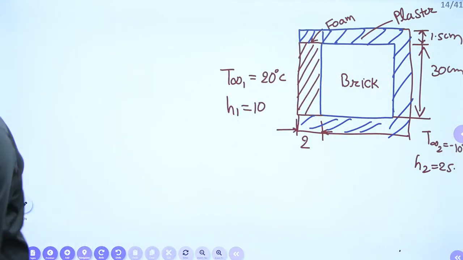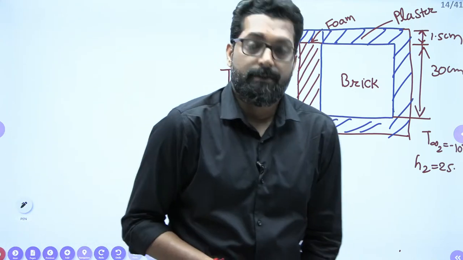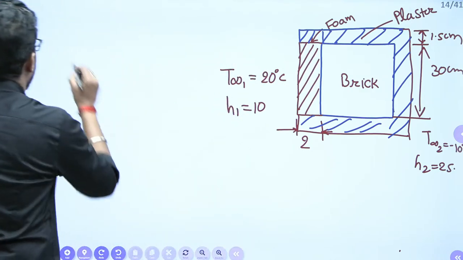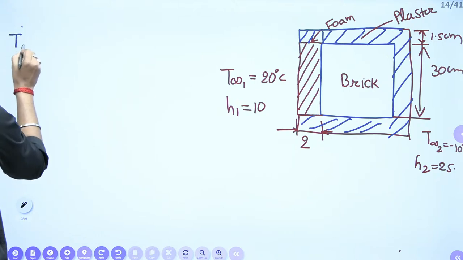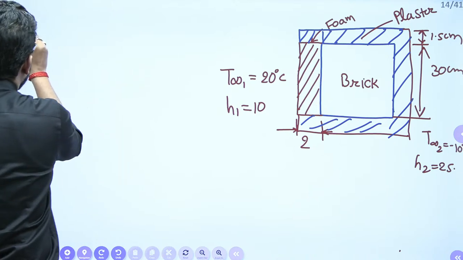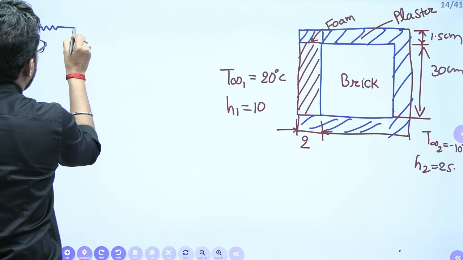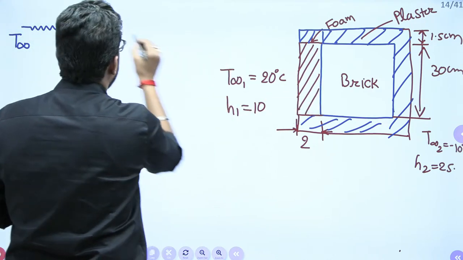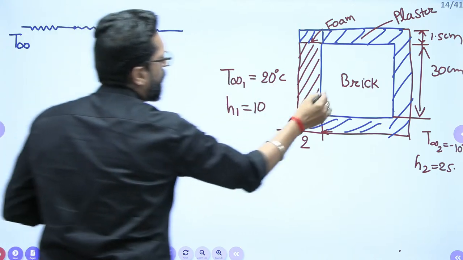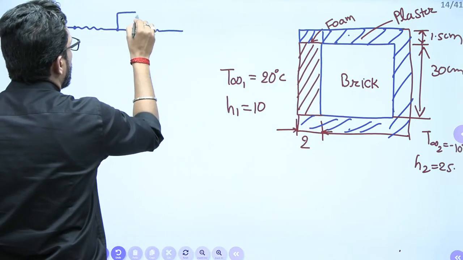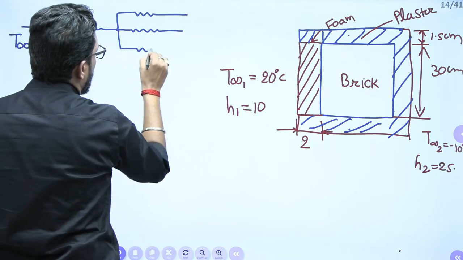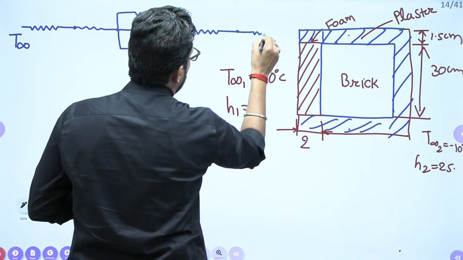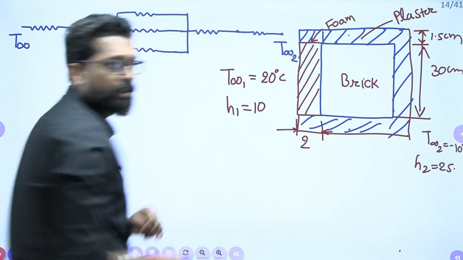Okay, beta. Now, first we draw a thermal circuit. There is one surrounding temperature, which is T infinity. Now from that T infinity, the convection to the foam. Now from the foam there are bricks. But from the bricks there are again two resistances connected in parallel. So there is a parallel resistance. Now again there is brick, plaster. Again, there is a surrounding T infinity. This is your thermal circuit.